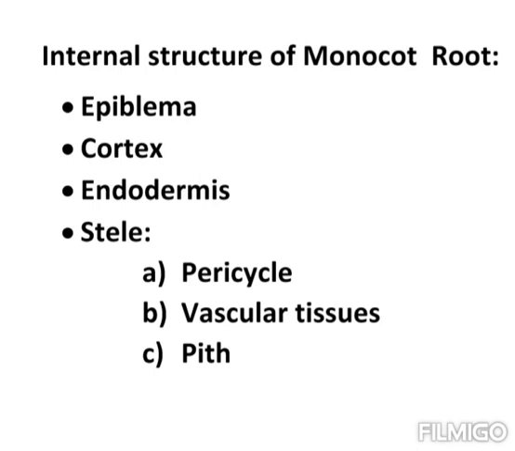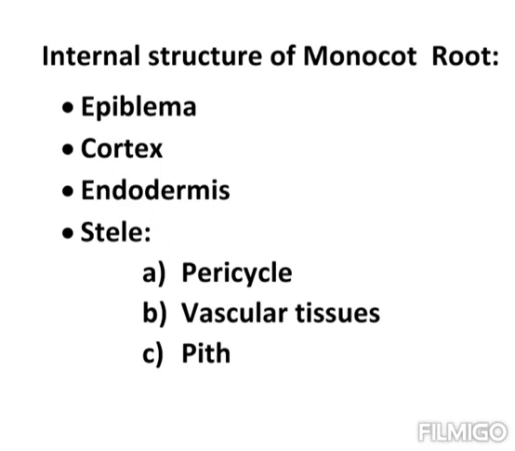In this video, we are going to learn about the internal structure of monocot root, or the anatomy of monocot root, or the transverse section of monocot root. What is transverse section? It is the cross section of monocot root. The transverse section of monocot root shows the following features: epiblema or rhizodermis, cortex, endodermis and stele.